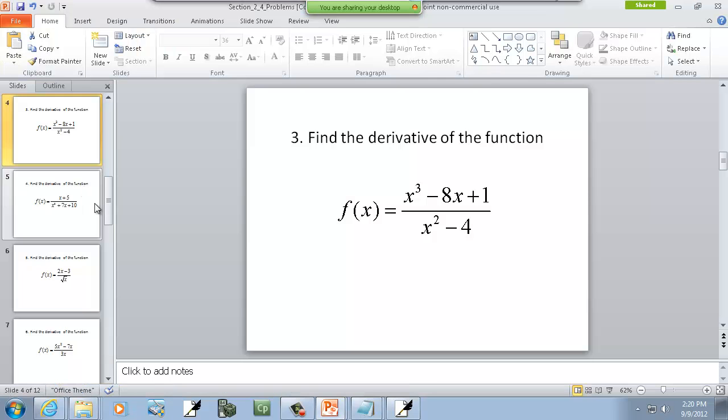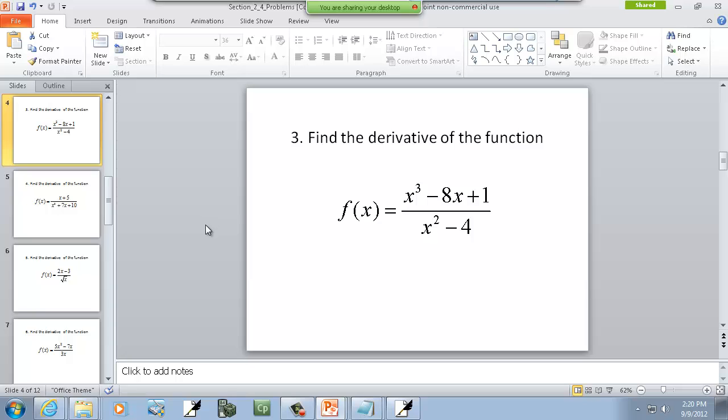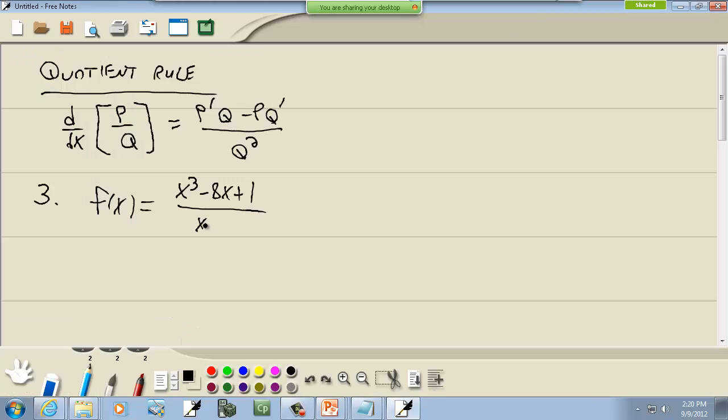So let's look at our third example. We've got f of x is equal to x to the third minus 8x plus 1 over x squared minus 4. Okay, so we've got a quotient, something divided by something else. Well, our top part will be our p, and the bottom part will be our q. From our formula, we need p prime and q prime. So p prime, the derivative of x to the third minus 8x plus 1, gives me 3x squared minus 8. And q prime gives us 2x.